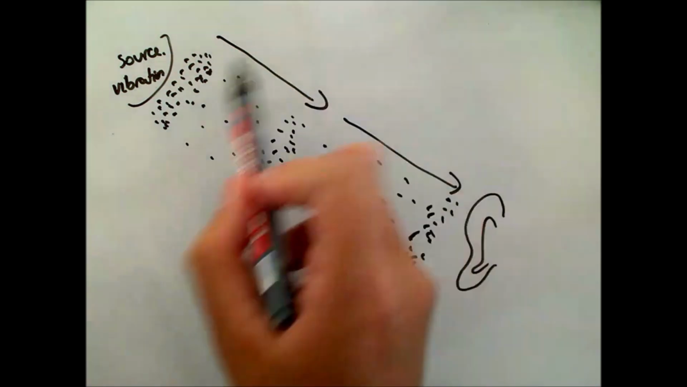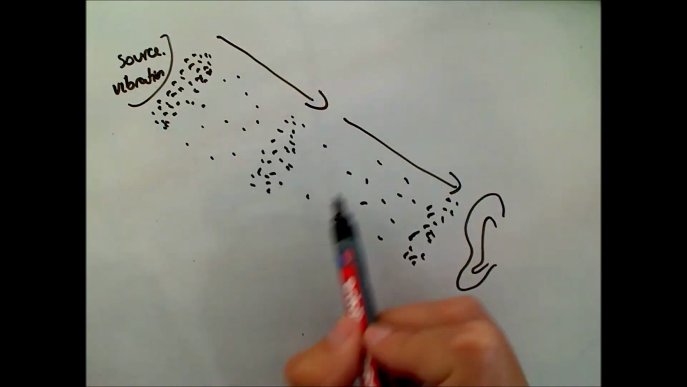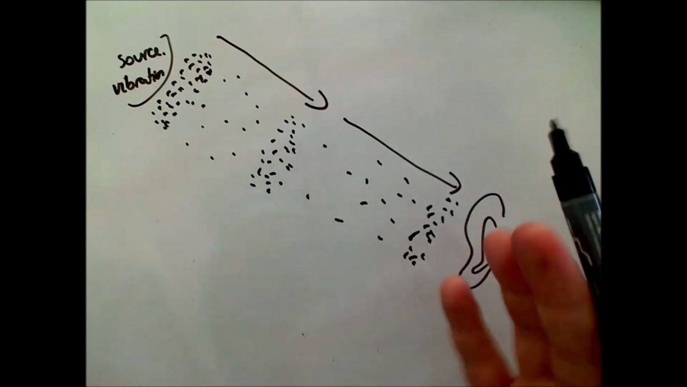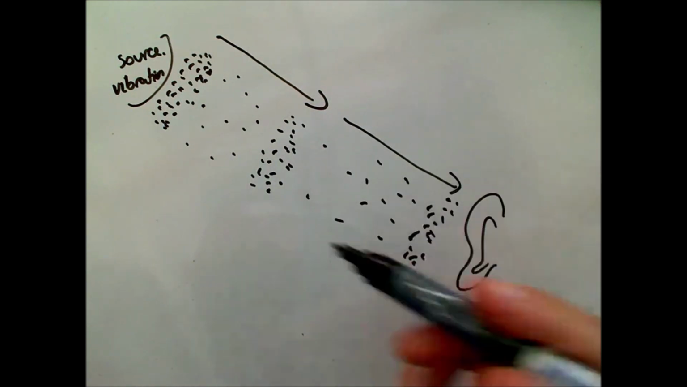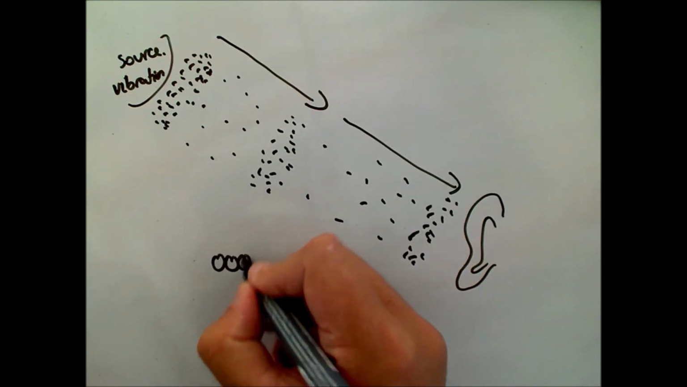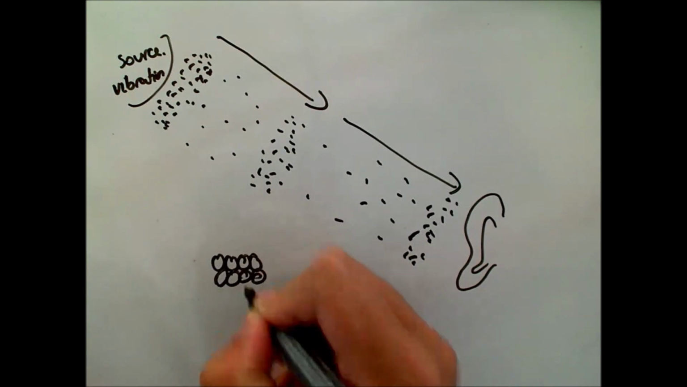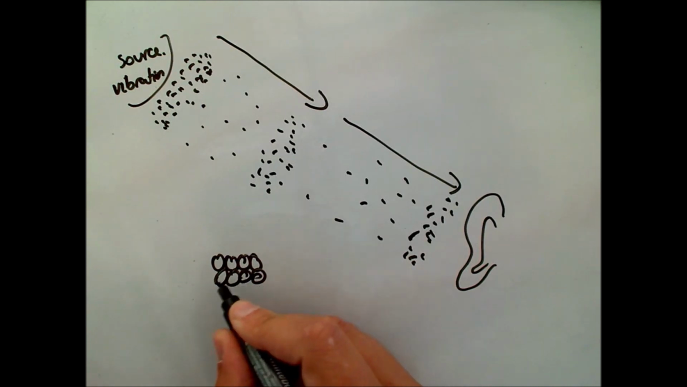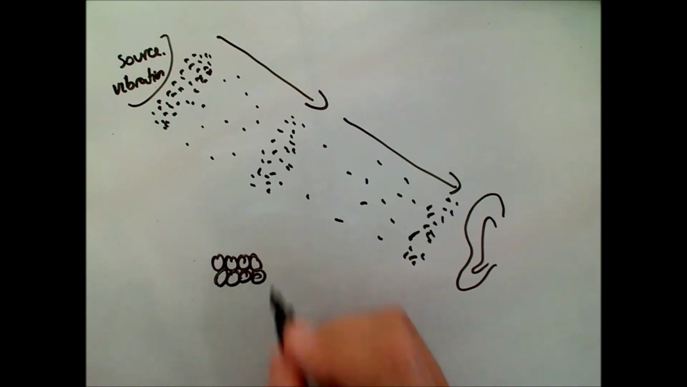Now in the air, our particles are really spread out, so it sounds in one kind of way, but in a solid, particles are packed much closer together, right next to each other. So they're going to transfer that wave much quicker because they can bump into each other much quicker. All right, so that's what's going on there.